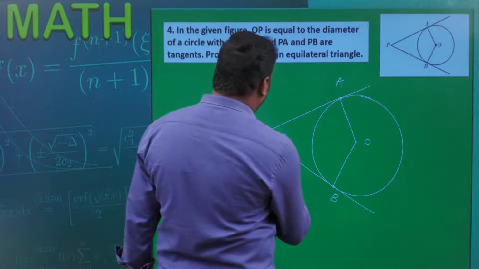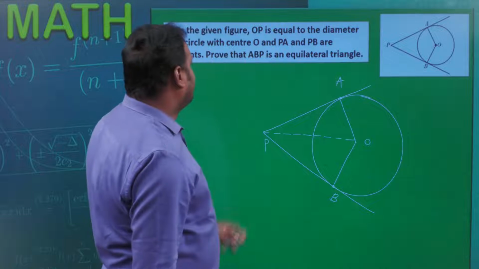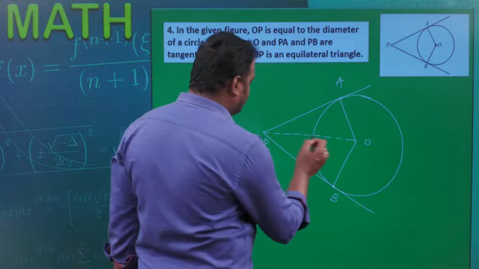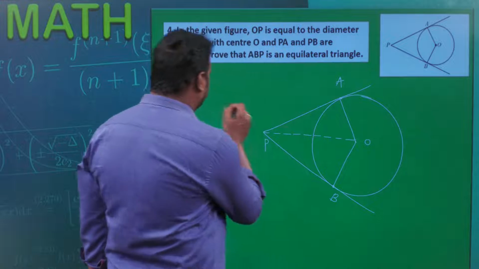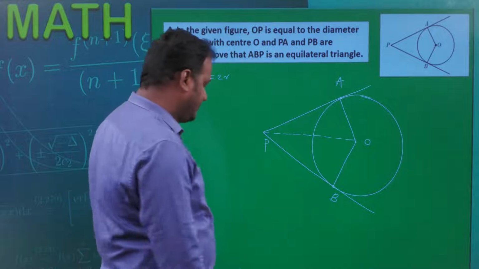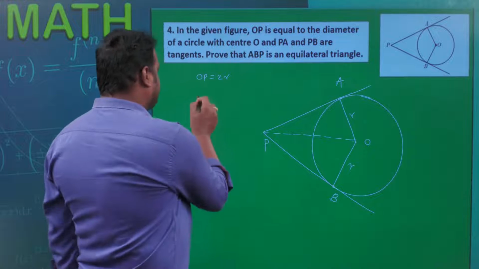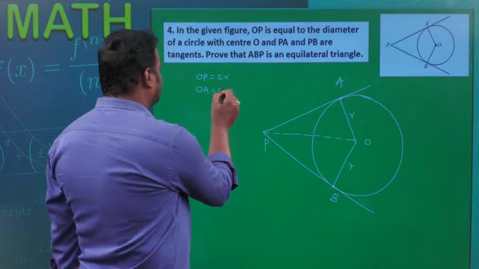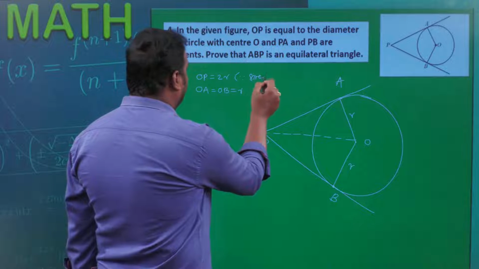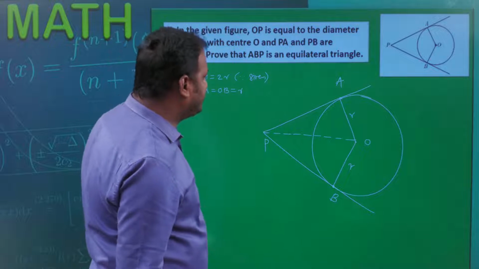And PO is also joined, because why am I joining PO here? Where OP is equal to the diameter. So OP is equal to the diameter is nothing but OP is equal to 2 times radius. That is the diameter. And of course OA is equal to radius. OB is also equal to radius. OA is equal to OB is equal to radius. So it was given in the problem. Right. Now you will have to prove that APB is an equilateral triangle.